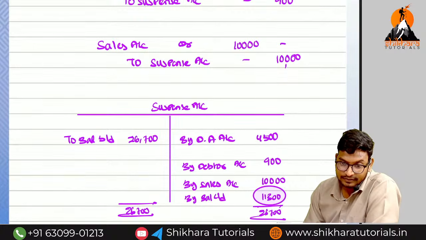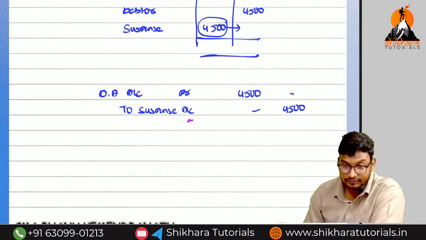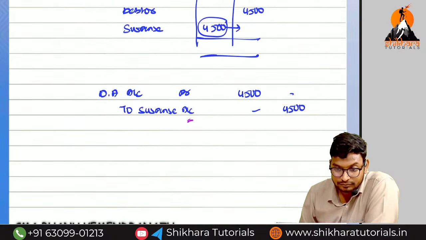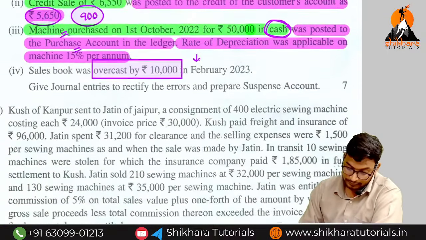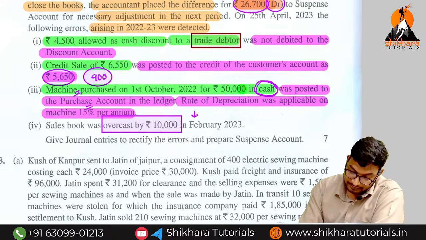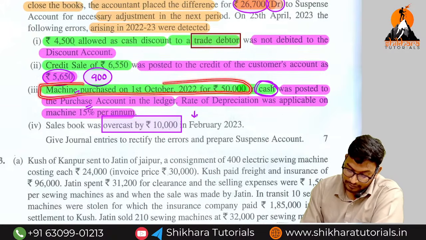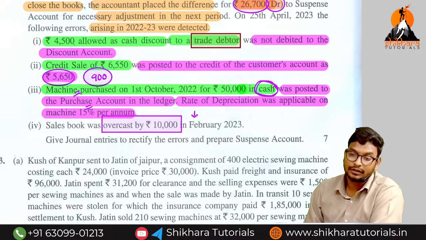Which point are you asking? Discount allowed account debited to suspense account. Third point. Third point is simple. So what is the correct transaction here? Machinery purchased on 1st October for rupees how much? 50,000 for cash. Sir, we have to think from whose point of view?